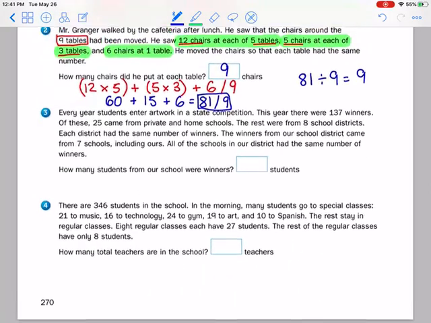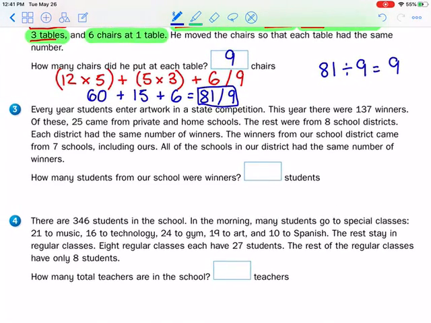Okay, let's look at number 3. Each year, students enter artwork in a state competition. This year, there was 137 winners. Of these, 25 came from private and home schools. The rest were from 8 school districts. Each district had the same number of winners, so that's really important, the same number of winners. The winners from our school district came from 7 schools, including ours. All of the schools in the district had the same number of winners.